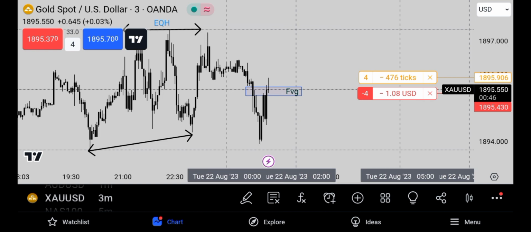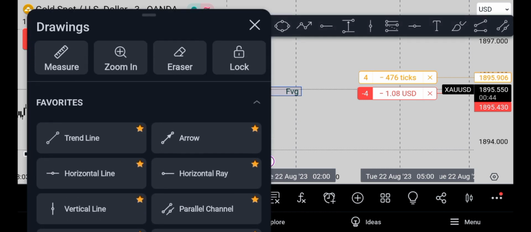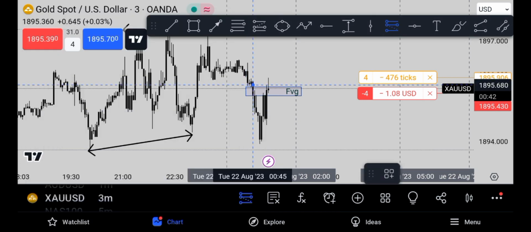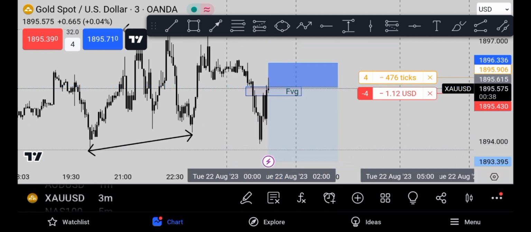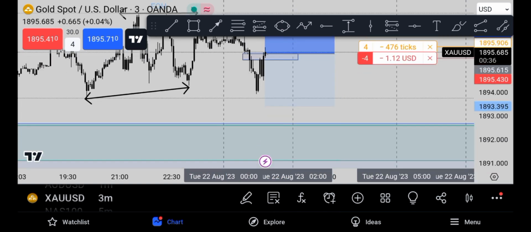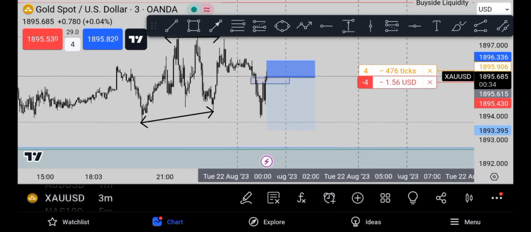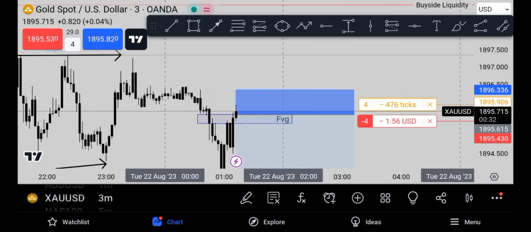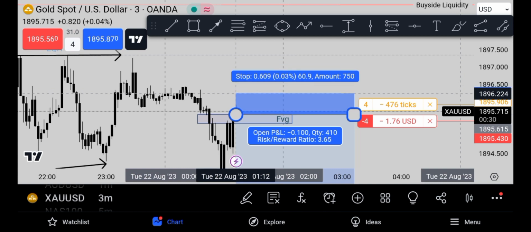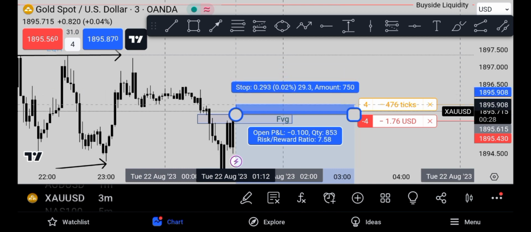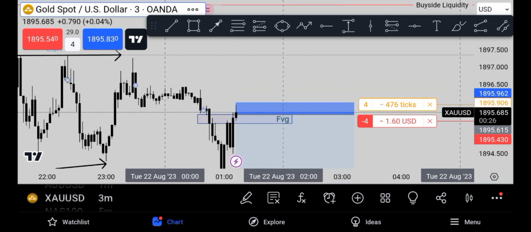So here I'm marking out my fair value gap, expecting market to head up to that fair value gap and then come down to the higher time frame fair value gap. So here I am with the short position, thinking that we're heading down for a continuation to the lower side.